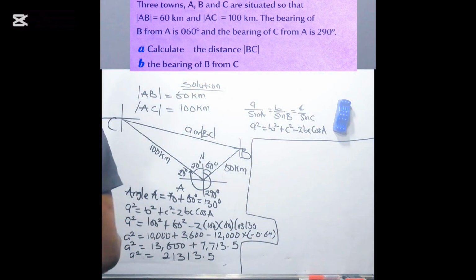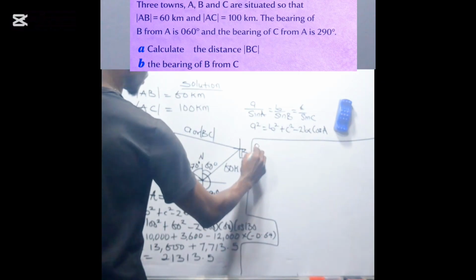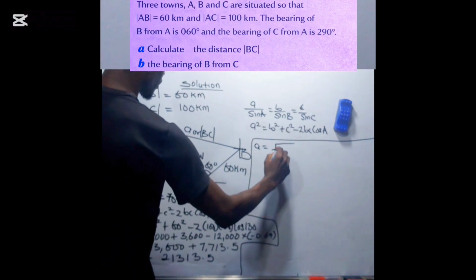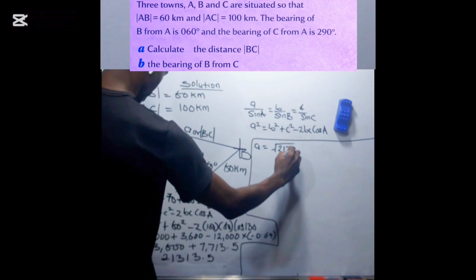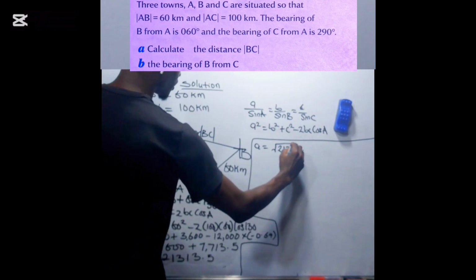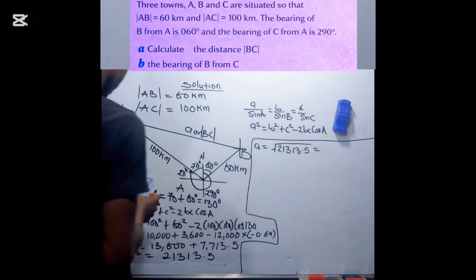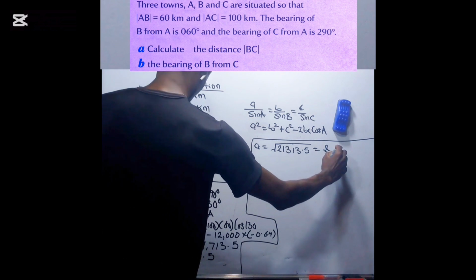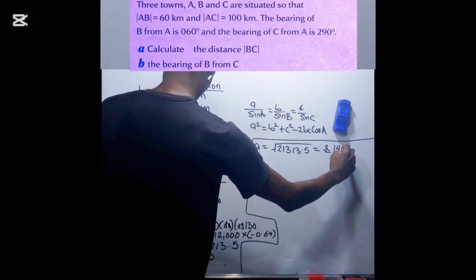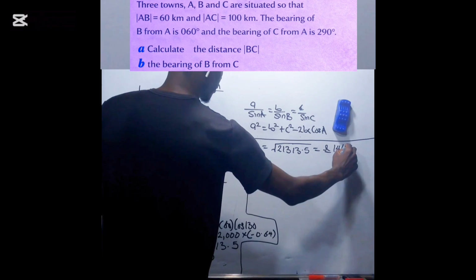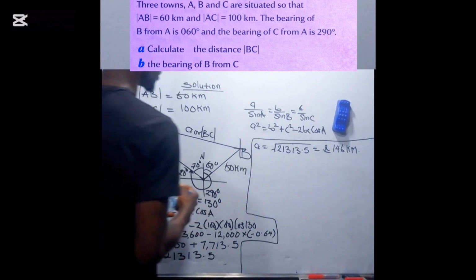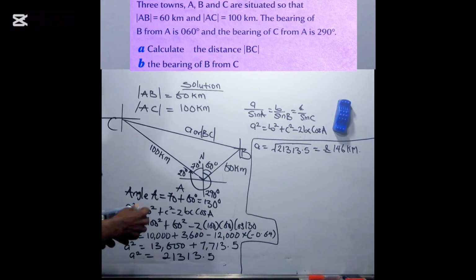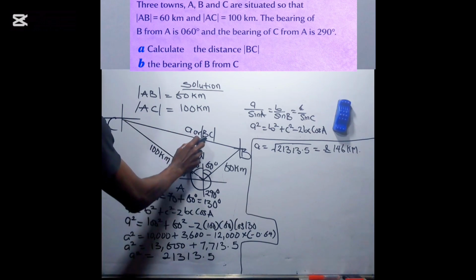So a will be the square root of 213.5. That's approximately 146 kilometer. So the value of A is approximately 146 kilometer, which is the same thing as the value of BC.